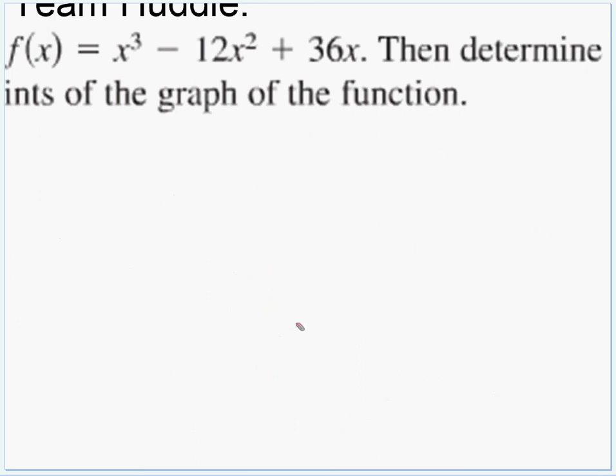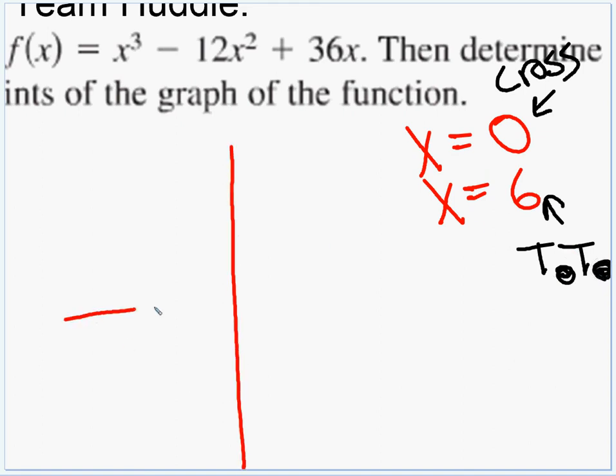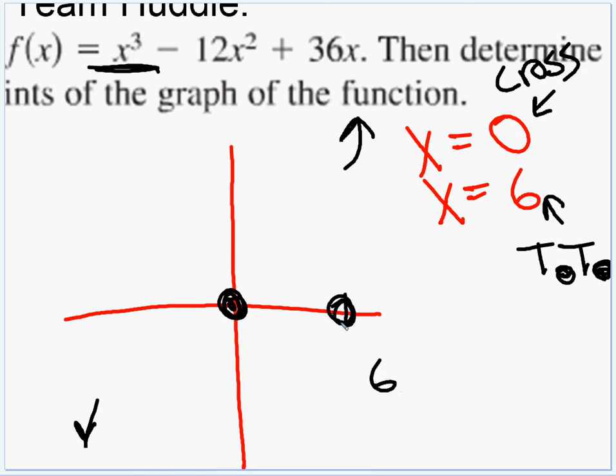And let's come up with a graph, so we had x equals 0, x equals 6. At 0 we cross, and at 6 we touch and turn. We bounce. So let's see, if I drew an xy axis, it's x to the third, so I know I'm going to go up to the right and down to the left. I've got an x-intercept at 0, and here is positive 6, and this one I'm going to bounce off of, put sort of an x through it.